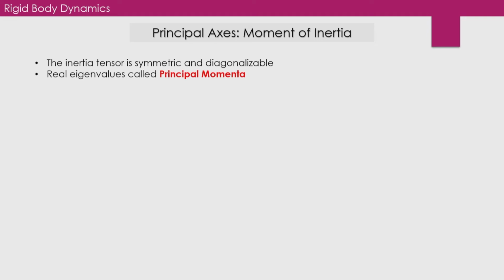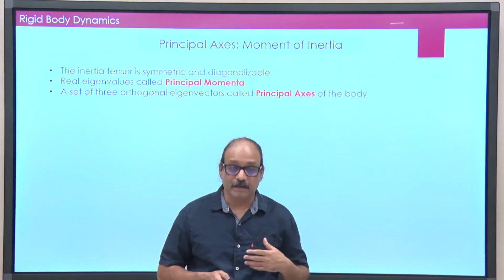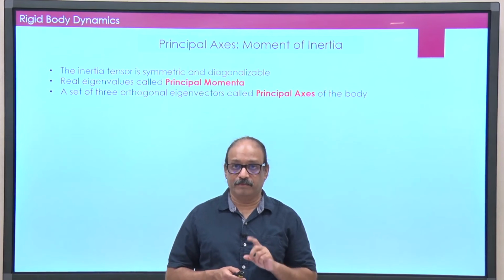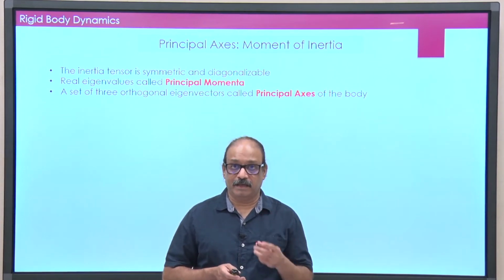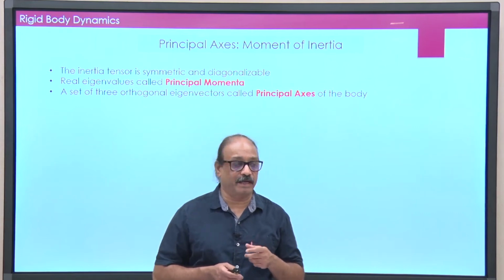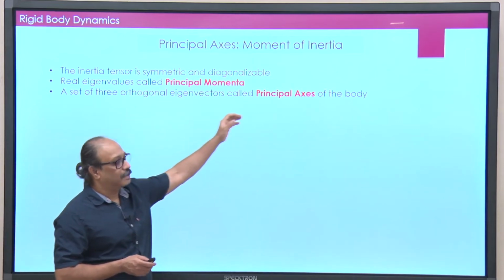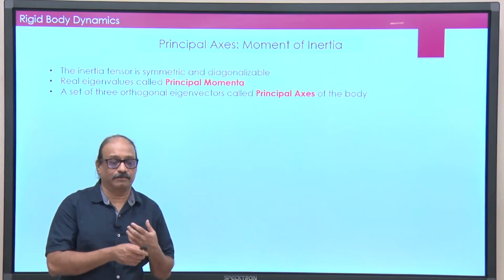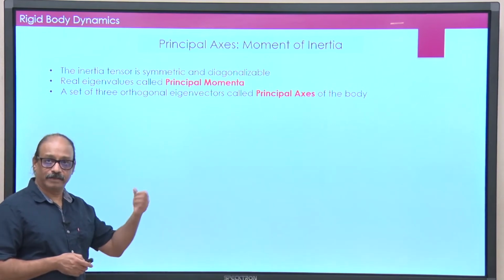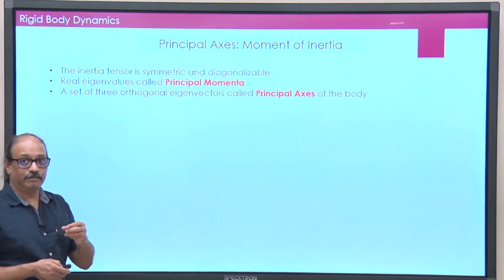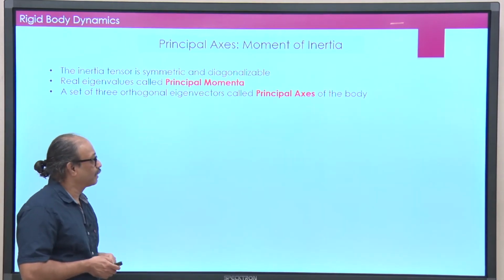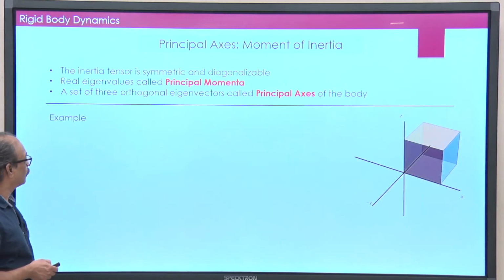also has real eigenvalues, and those real eigenvalues are called principal momenta, and the corresponding eigenvectors are called principal axes. And for a real symmetric matrix, I know one more result, that I can always choose 3 eigenvectors which are mutually perpendicular. Any eigenvector of the tensor is called a principal axis, but I can always find 3 mutually orthogonal eigenvectors there. Okay. Let me start by looking at one example.